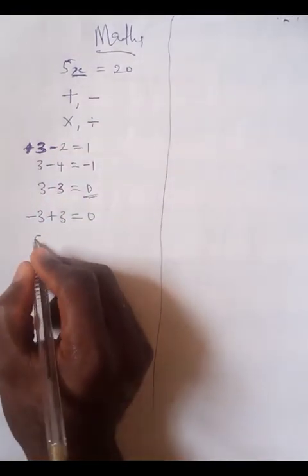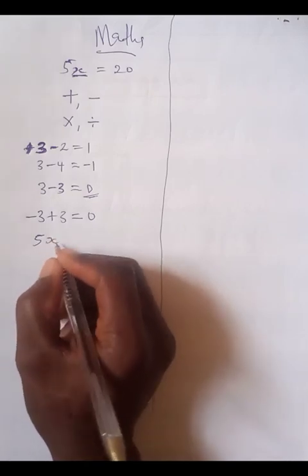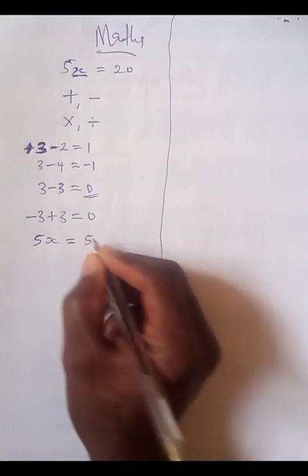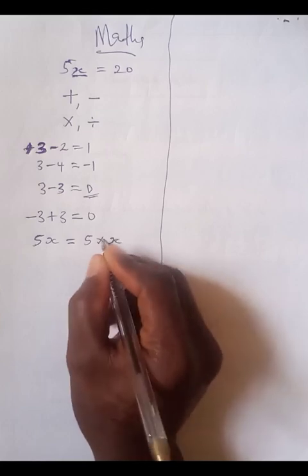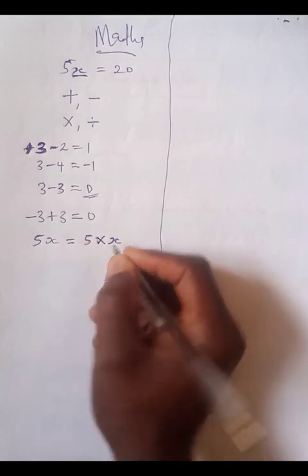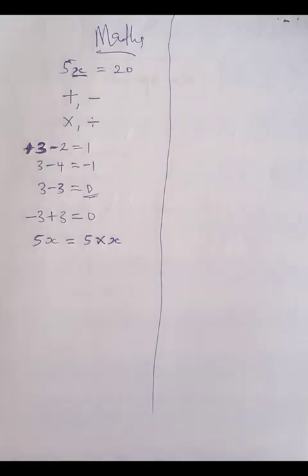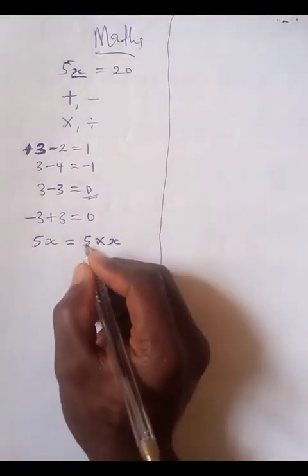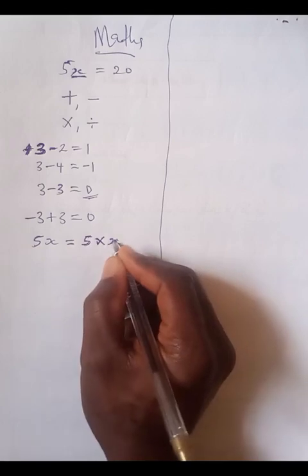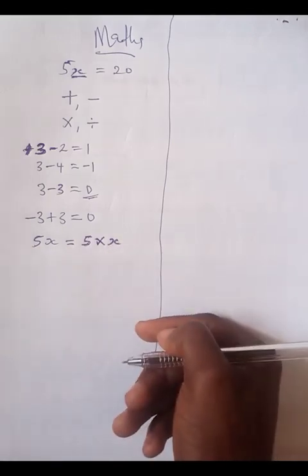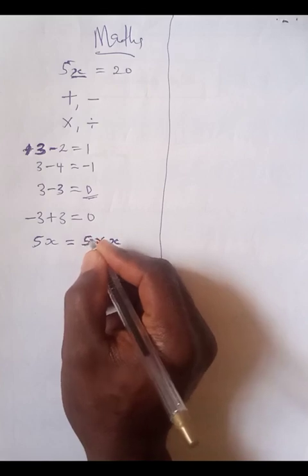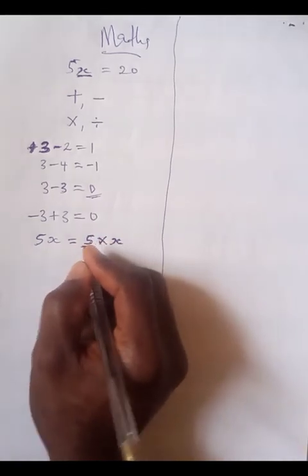Yeah, let us go to multiplication. For instance, we have our 5x. 5x is 5 times x. Are you getting it? So, I said earlier that in solving equations, you need to isolate the variable. And the variable is attached to a number. We call this the coefficient. This 5 is called what? Coefficient.